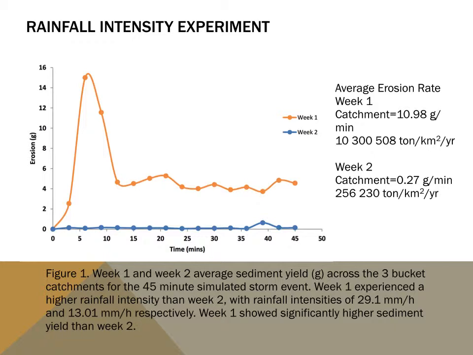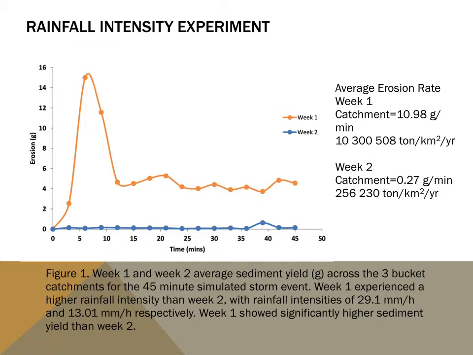Samples were taken for 30-second periods, from which the average erosion rate was calculated to be 5.49 grams per 30 seconds. Factoring in the catchment surface area of 0.56 meters squared, this gave an average erosion rate of 10,300,508 tons per kilometer squared per year.